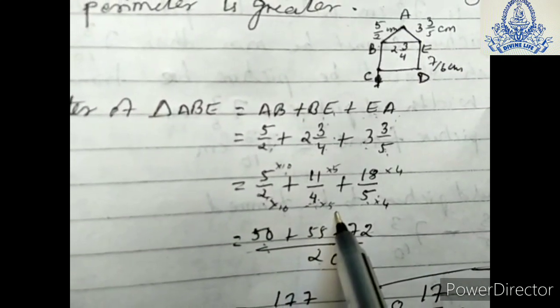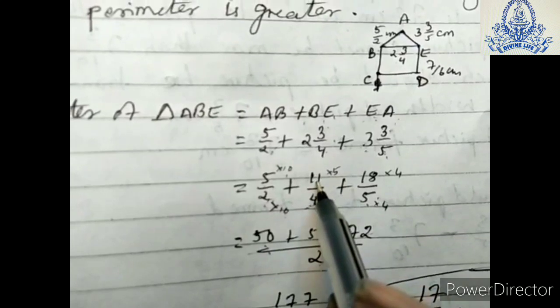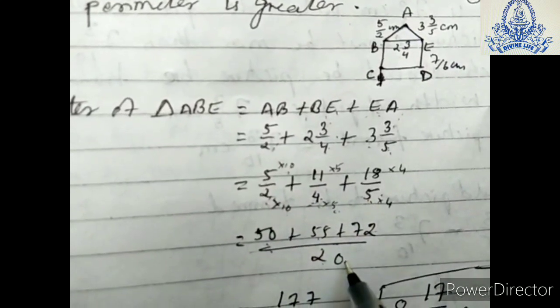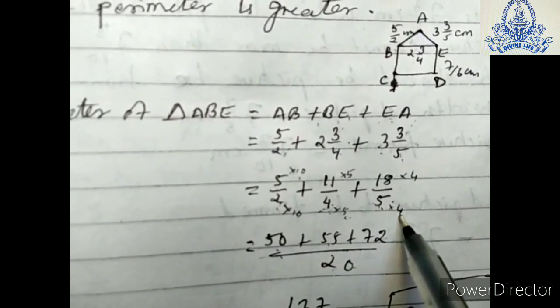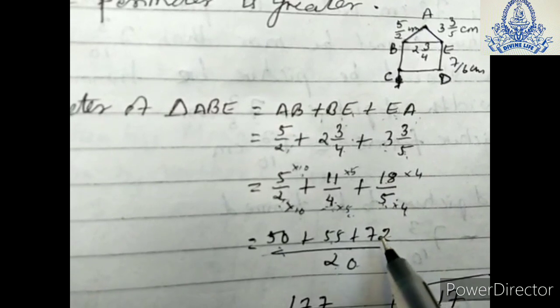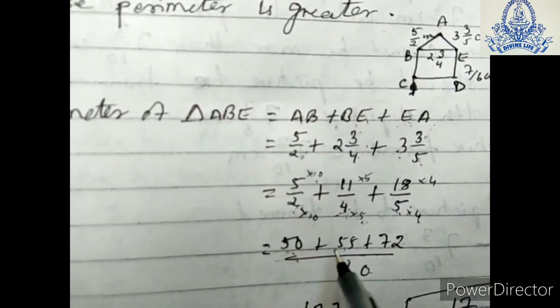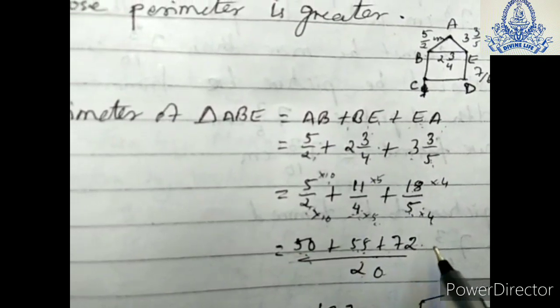In the same way, in the 4 table, 20 is coming at 4 5s. The same 5 we will multiply by 11 and we get 55. In the 5 table, 20 is coming at 4. So 4 multiplied by 18 we will get 72. 18 4s are 72. So after adding 50 plus 55 plus 72, we got 177 upon 20.